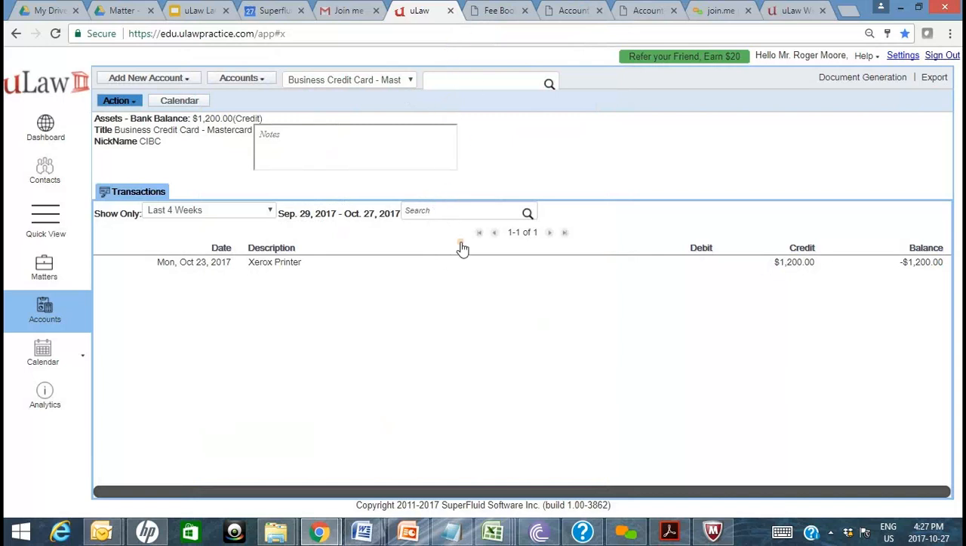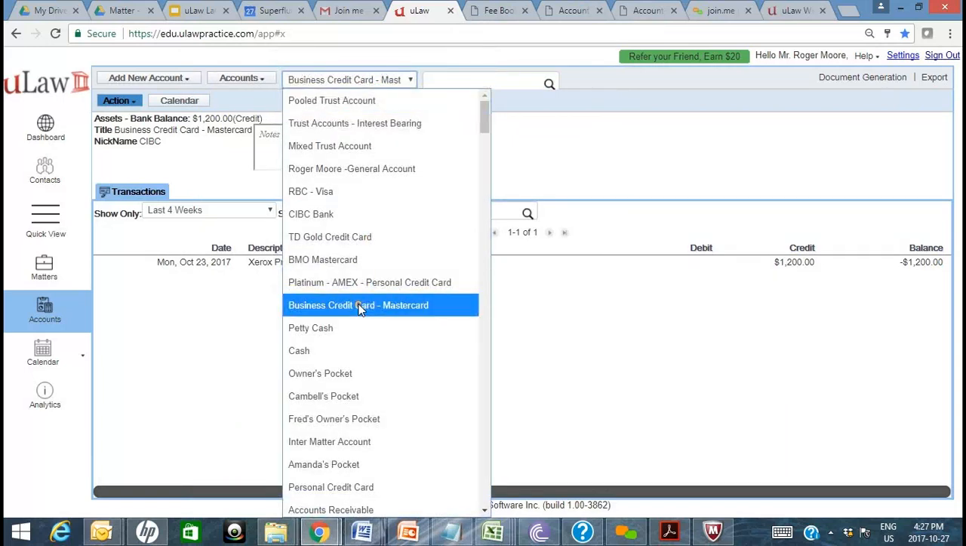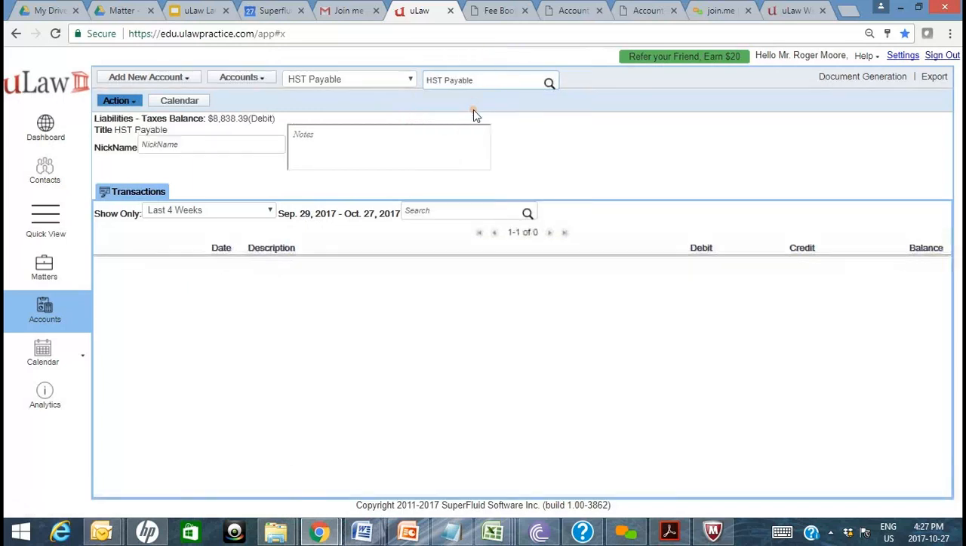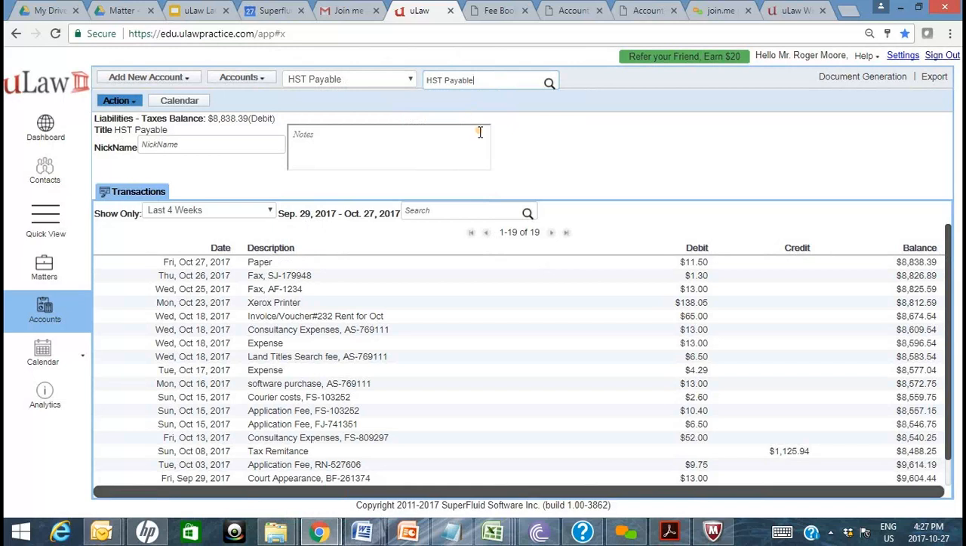So if I now go into my business credit card, I notice right away that I have this $1,200 in my credit. Okay? And then you have your HST. If you remember, we paid that $11.50 today. Of that, that was the HST that was paid. So I hope that answers that question.